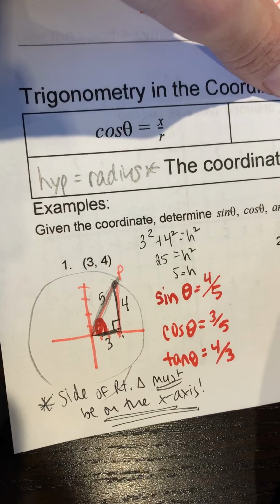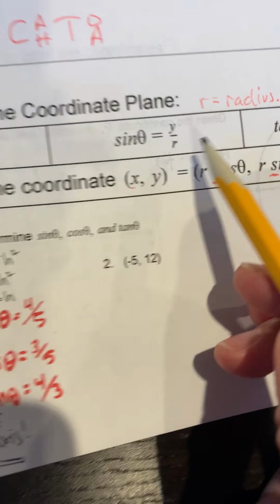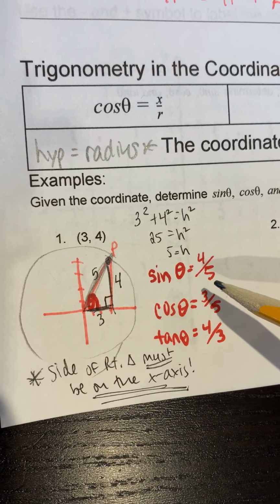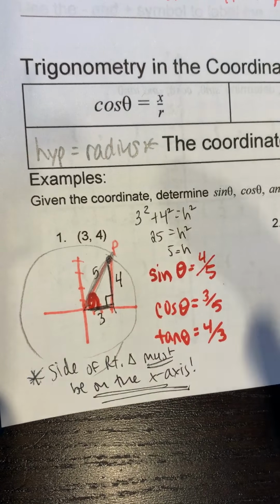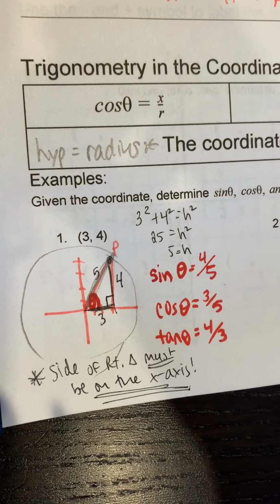The sine is y over the radius. Let me show you. This all seems very complicated the first time. It's like a lot to deal with. But you do it over and over again, it actually becomes super easy.